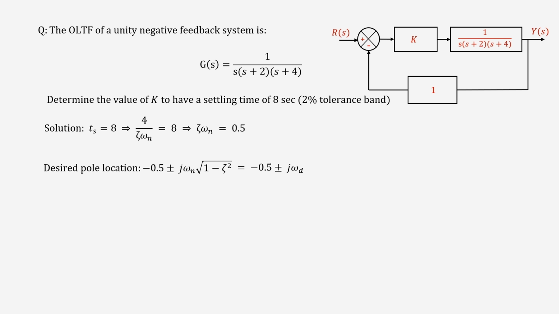In the previous example, omega n was not known. In this example, omega d is not known. Zeta omega n I know, okay, but omega d I specifically do not know. So now let us look at the root locus of this.